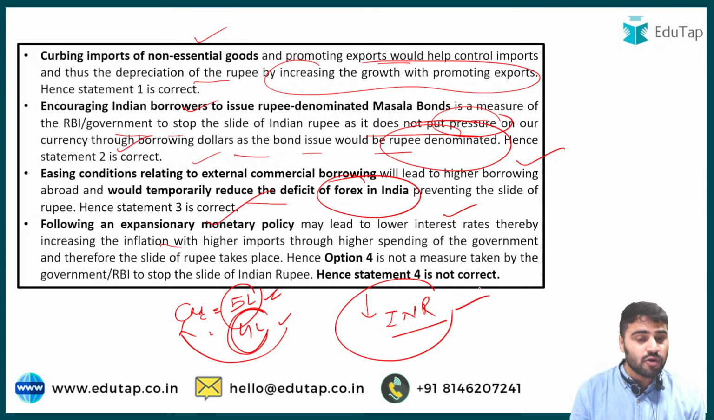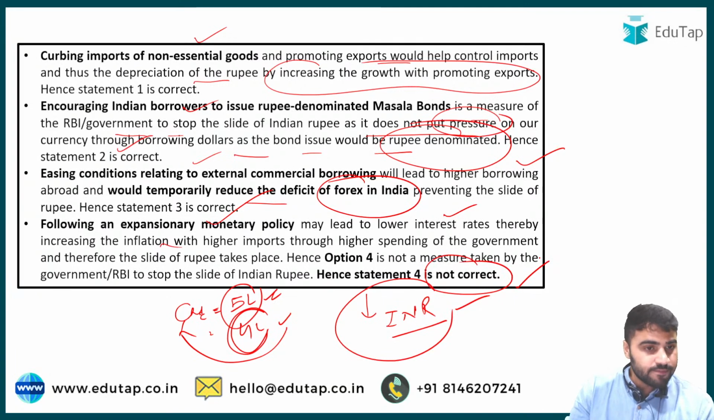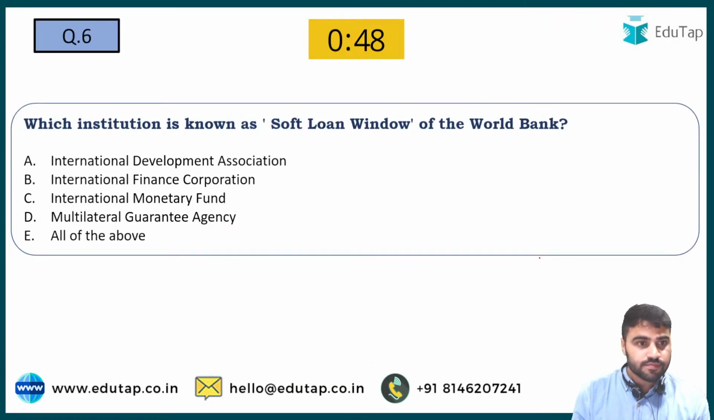So expansionary monetary policy will not be the step that the RBI or government will take. So this is the right answer. Basically the question is about the incorrect statement, so in that perspective this is the right answer, right? I hope you are getting it. Now let's move to question number 6.